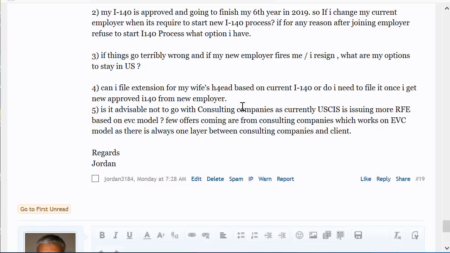Is it advisable not to go with consulting companies? That depends. We've gotten 4 approvals in just the last week on consulting companies. I'm talking about one particular company I remember because I talked with them yesterday. I think we are getting approvals still, but you need to be able to document what the government wants to see. Specifically, they want to see a letter from the end client verifying certain things. But it's easier if you have in-house work. Jordan, I think I've covered your issues.